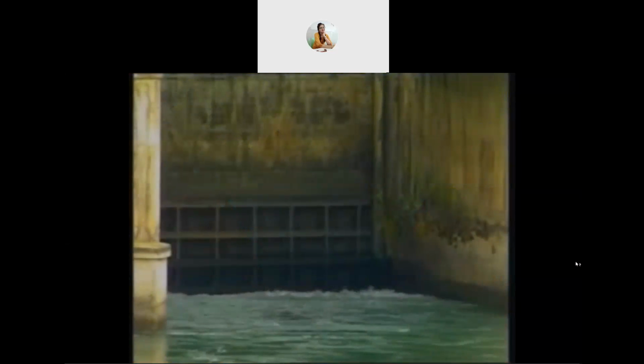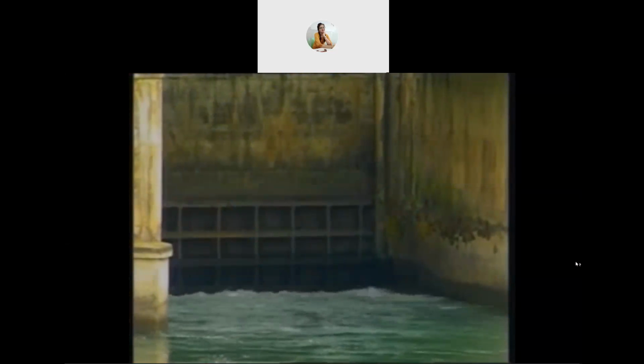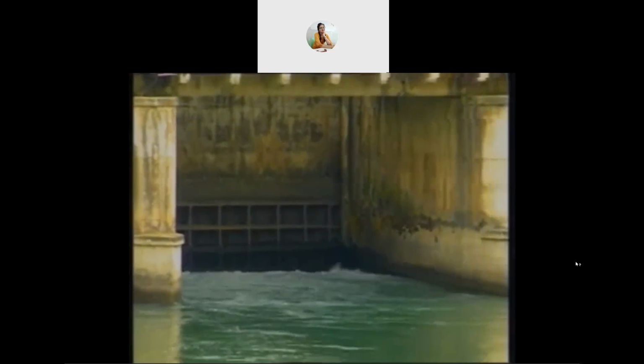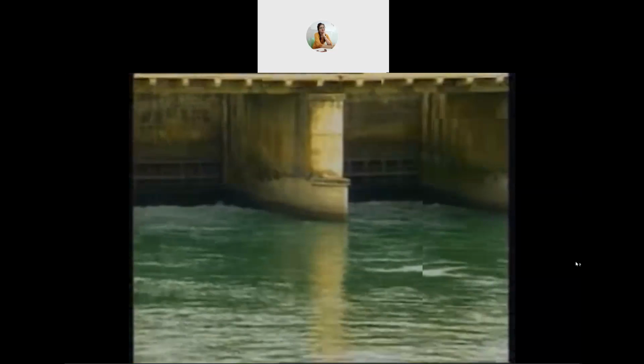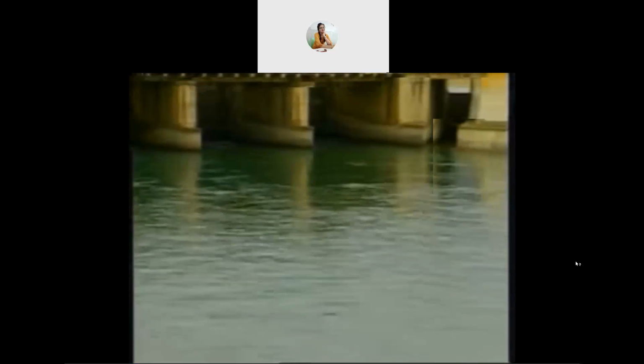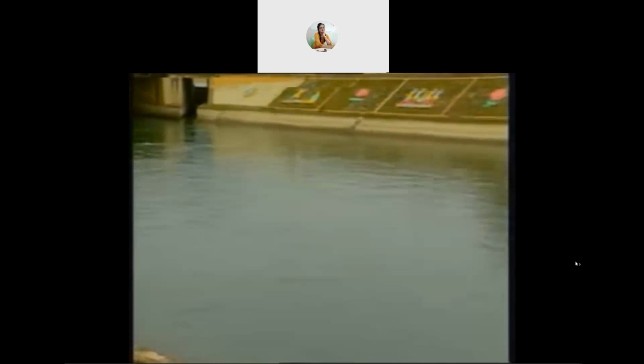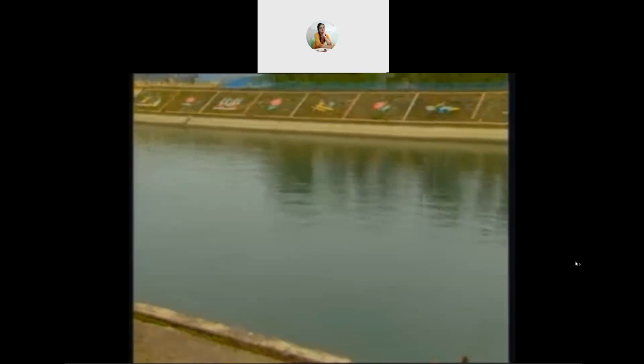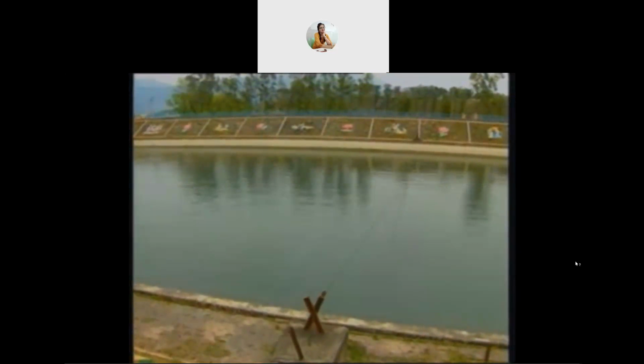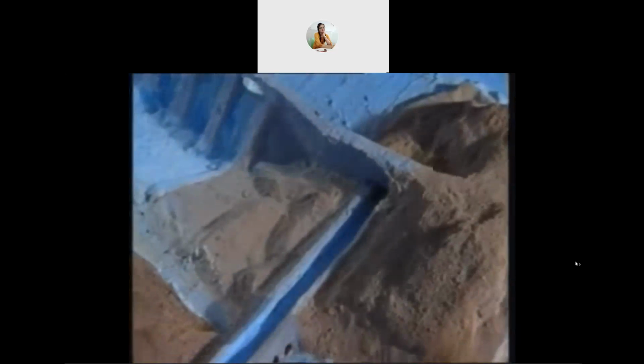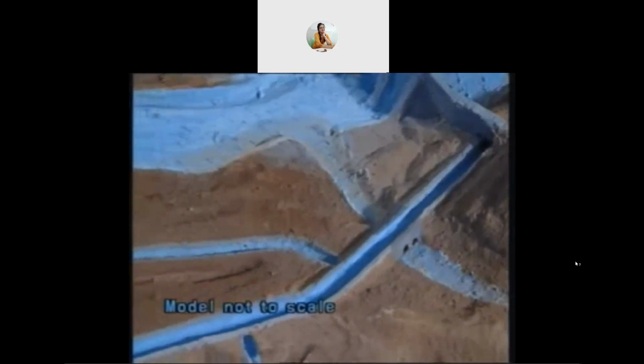The channels are aligned so as to permit gravity irrigation in maximum possible areas. The alignment should be such that it reduces the capital investments and maintenance costs and saves the transmission losses. Let us understand the alignment of canals with the help of a model.